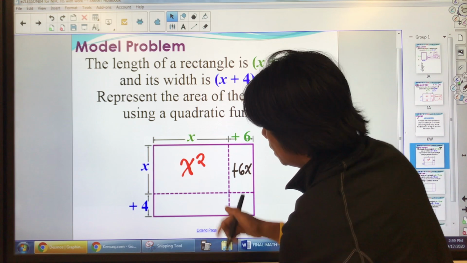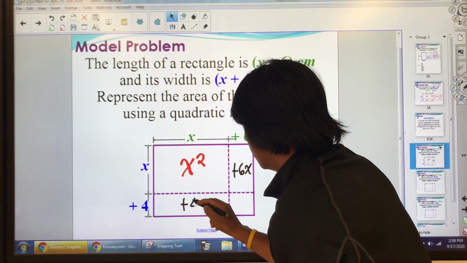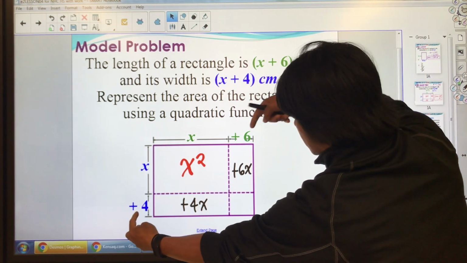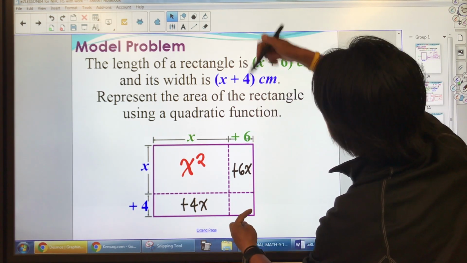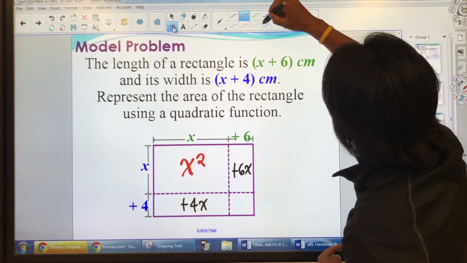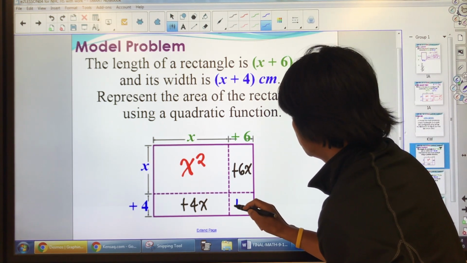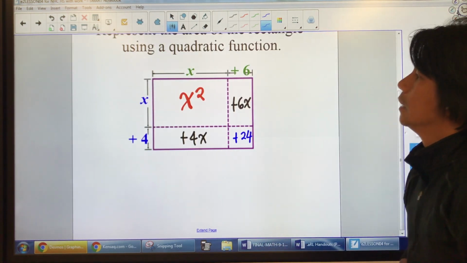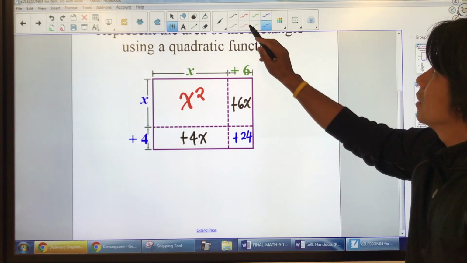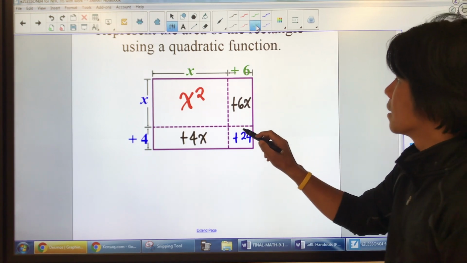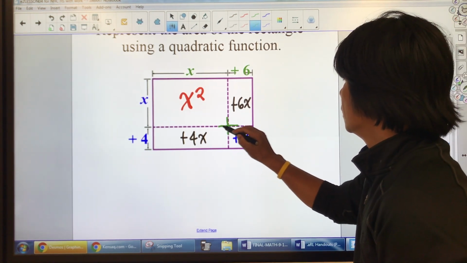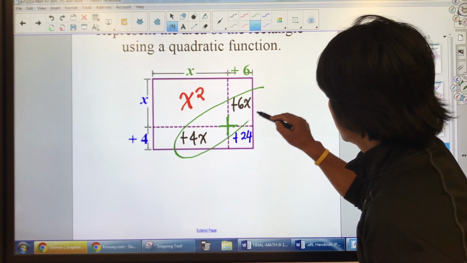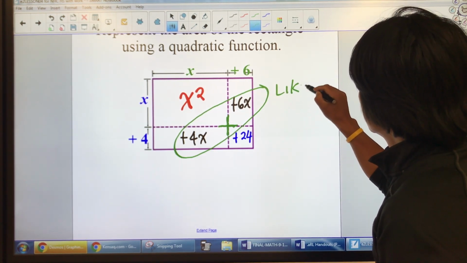They intersect here, that's positive 4x, and then positive 4 times positive 6, you multiply them, I get positive 24. Right? What I really like about this area model, it gives you a hint. What do you need to do next? You need to add what? This diagonal, because they are like terms.